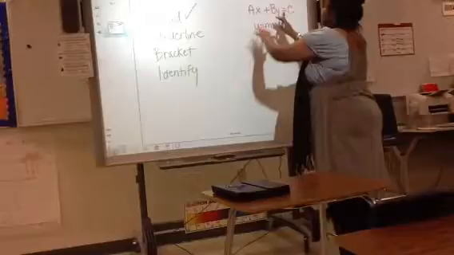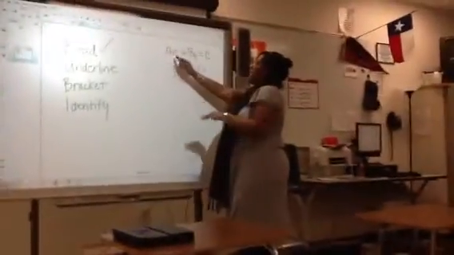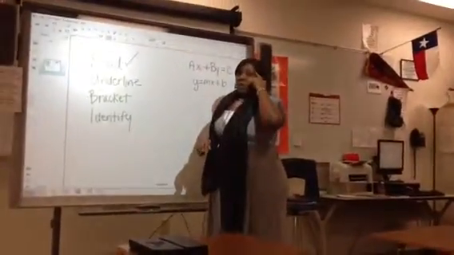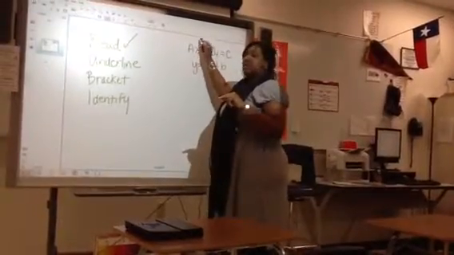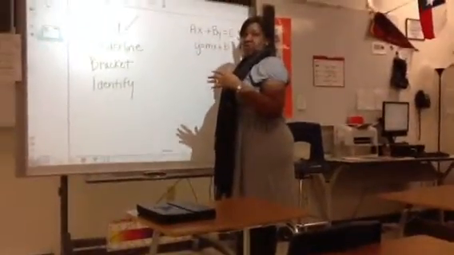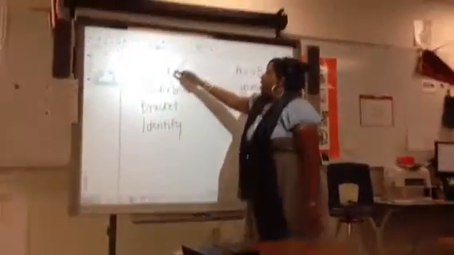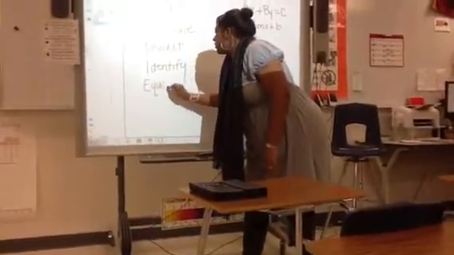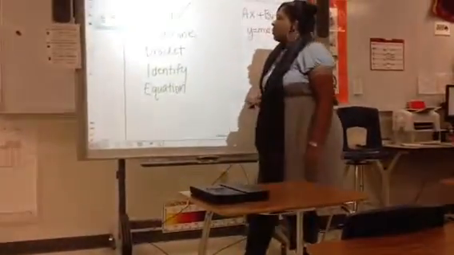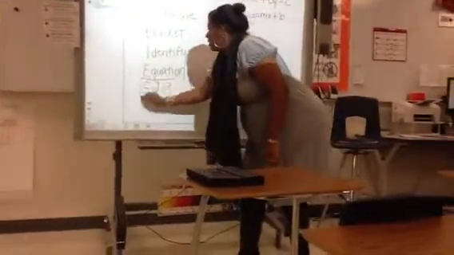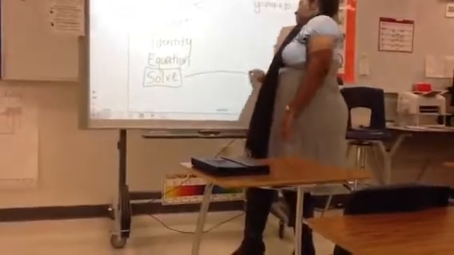I'm going to go back to my standard form, AX plus BY equals C. Keep in mind that the X is with the A, the Y is with the B, and C is your total, okay? RUBIE, E stands for equation, and we are going to write our equation. S stands for solve, but we're going to keep that for next week, okay? So now we're going to write our equations.